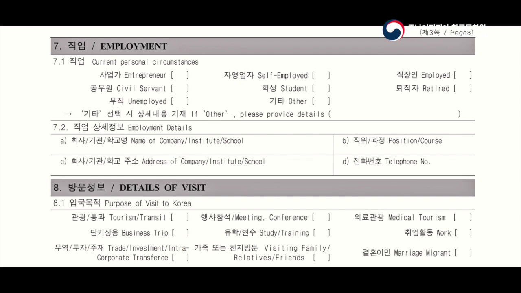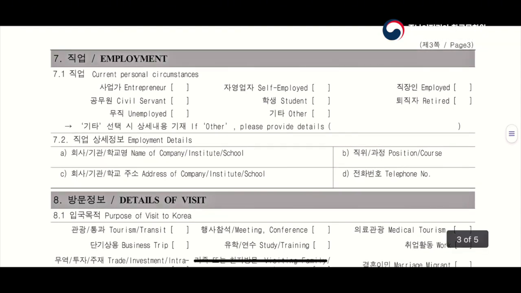The next step is the employment. For employment, you have to provide your current personal circumstance, which is, are you employed, an entrepreneur, a civil servant, a student, retired, unemployed, or others. If others, you also have to provide details, and your employment details, which is the name of the company you're working for, and the position or course.